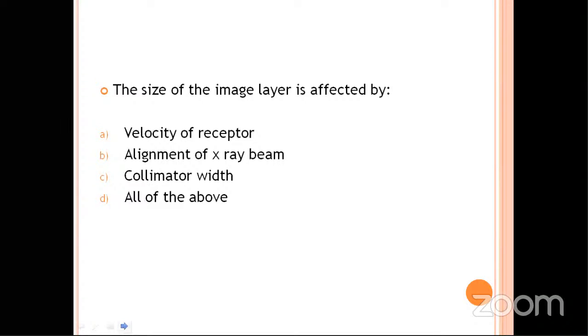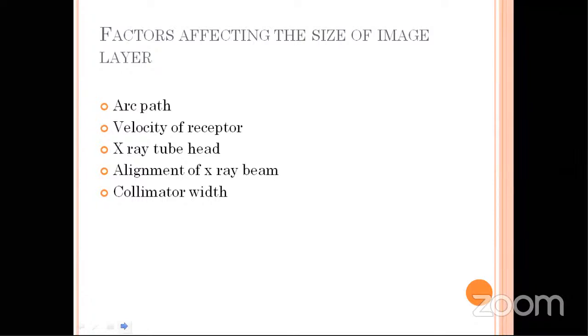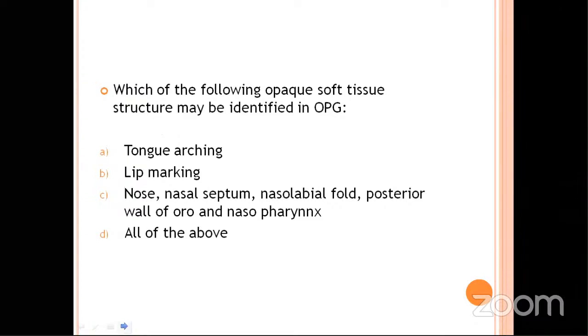The size of the image layer is affected by velocity of receptor, alignment of X-ray beam, collimator width, all of the above. It's actually all of the above. And apart from that, there are some factors which affect the image layer. That is the arc path, alignment of X-ray beam, and the collimator width. The collimator used here is the tubular collimator. So which of the following opaque soft tissue structures may be identified in the OPG? As I told you in the previous picture, I gave you some line diagrams which show the soft tissue structures seen in the OPG. So here the option is all of the above.